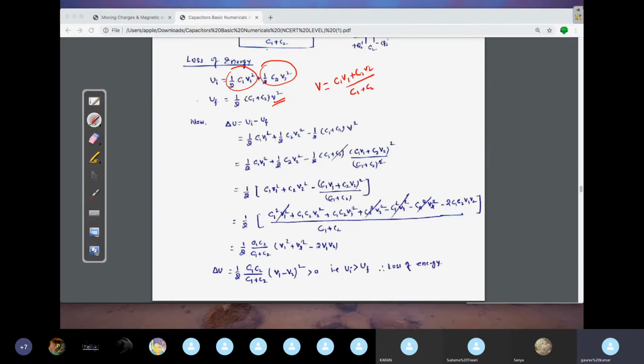So if I prove that UI minus UF is positive, means what? Energy is lost. Initial energy was more. So UI I will write from here. UF, in place of this V, I will copy from here. I have taken half common here. I will put the value of V. So now I will cross multiply.